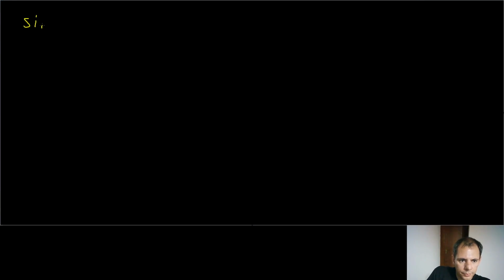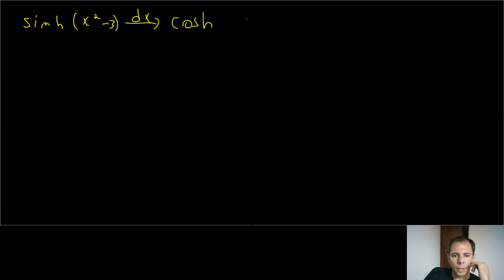Find the derivative. Find the derivative of that with respect to x. Well, it's going to be the hyperbolic cosine of x squared minus 3 times 2x. Right? That was nice. That was easy.